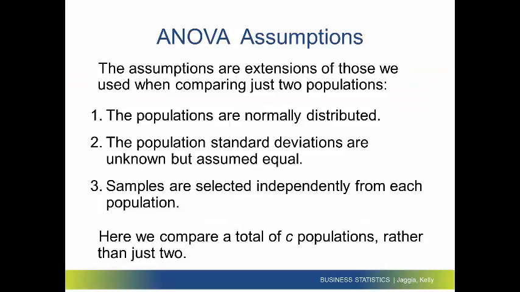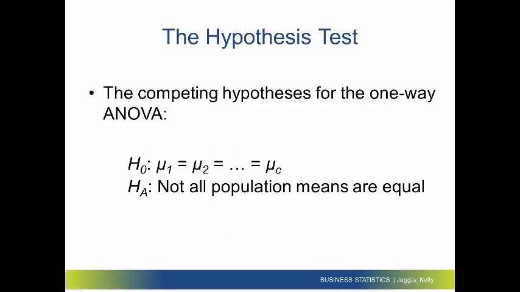and E. Okay, so the assumptions for the test are the same as the independent samples t-test. The populations are normally distributed, the population standard deviations are unknown but assumed equal, and the groups are independent.